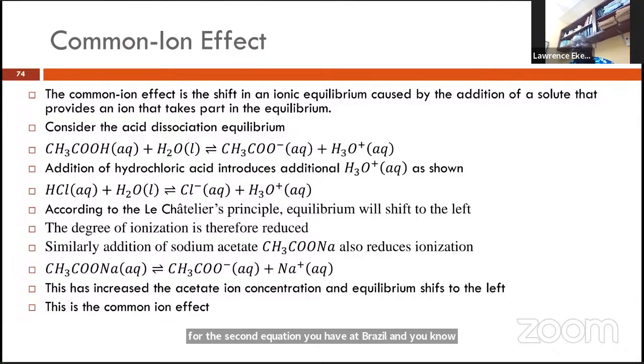And what that means is the equilibrium position will be shifted, and this will reduce the degree of ionization. Similarly, if you have sodium acetate undergoing ionization, it will produce the sodium ion and the acetate anion. The degree of ionization will be reduced. The equilibrium will shift to the left according to Le Chatelier's principle. This is as a result of the common ion effect.